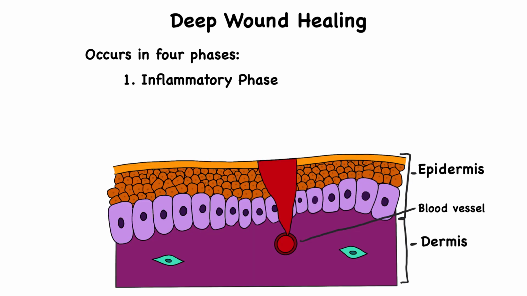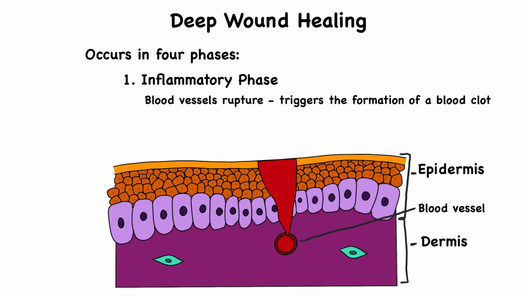Let's start with the inflammatory phase. Right after the injury, blood vessels are going to rupture, and this triggers the formation of a blood clot to stop bleeding and temporarily seal the wound by uniting the edges together.